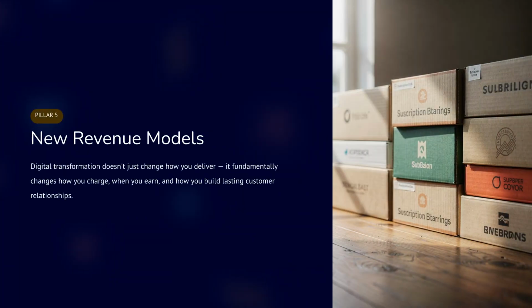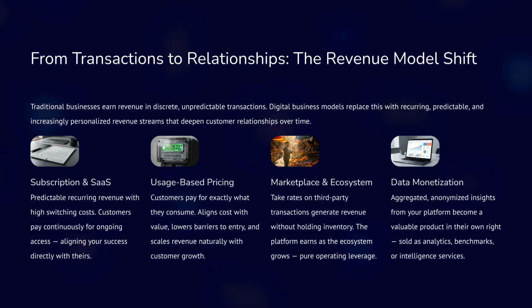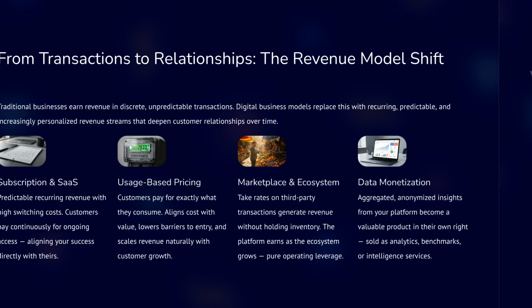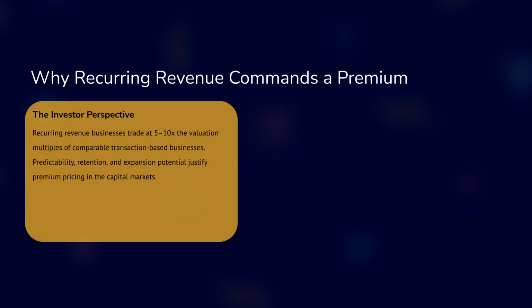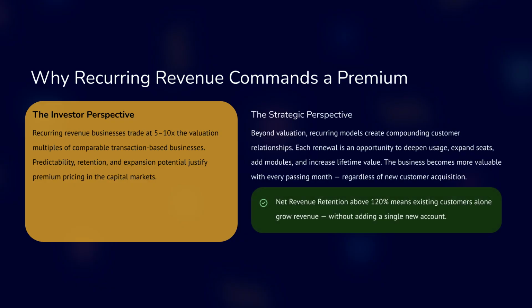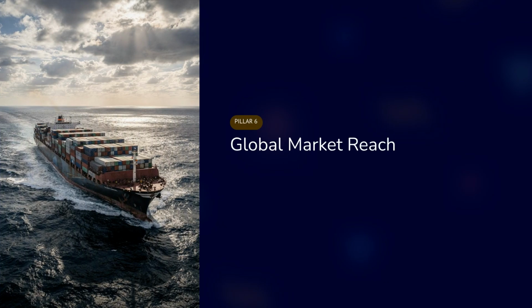Pillar 5 is new revenue models. Digital transformation fundamentally changes how you charge, when you earn, and how you build lasting customer relationships. The revenue model shift moves from transactions to relationships. This involves adopting recurring, predictable, and personalized revenue streams like subscription and SaaS, usage-based pricing, marketplace and ecosystem models, and data monetization. Recurring revenue commands a premium for investors, trading at 5 to 10x the valuation of transaction-based businesses. Strategically, recurring models deepen customer relationships and increase lifetime value, with net revenue retention above 120%, enabling growth just from existing customers.